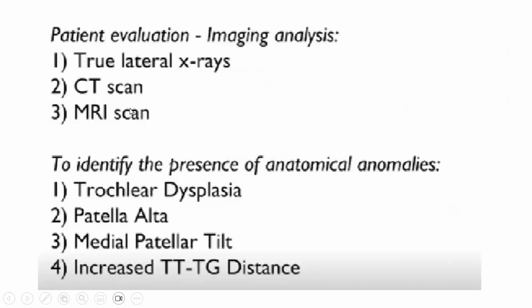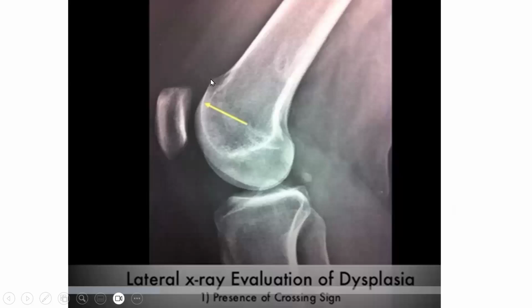You need the true lateral X-rays, CT scan, MRI scans. You should look for trochlear dysplasia, patella alta, medial patella tilt. I mentioned that you can elevate it, increase TTTG distance. And this is showing the spur. You see the spur, you draw a horizontal line over here and a tangent, and you measure the distance.